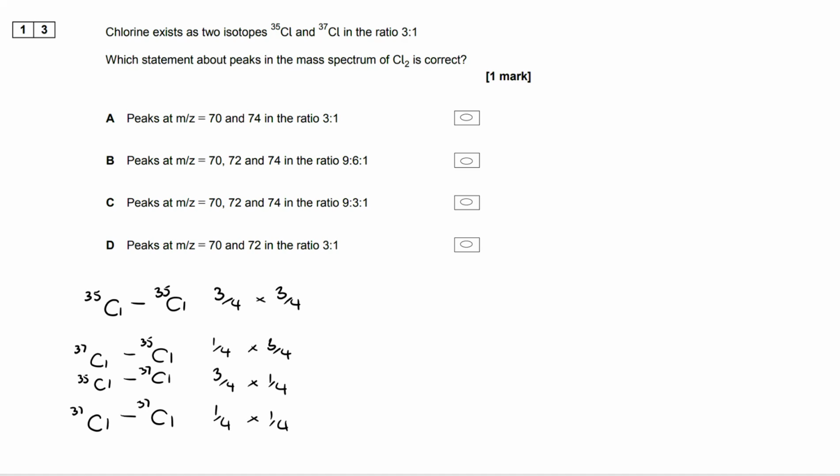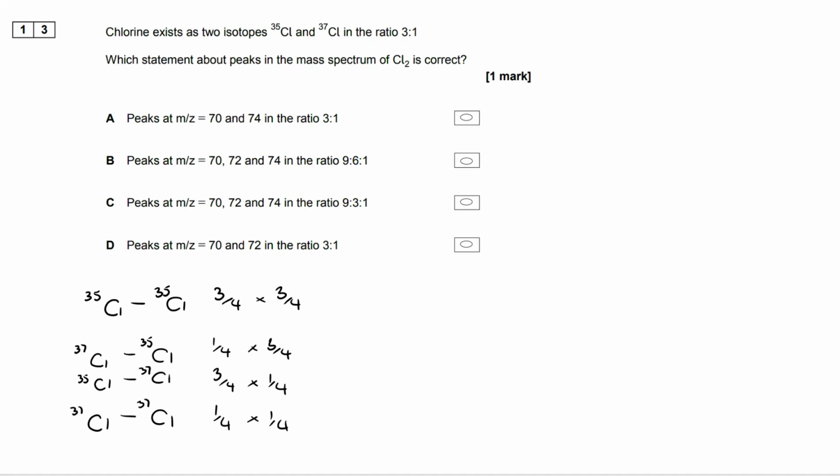Now, from there, we can start to use our maths knowledge that there's a 3 in 4 chance of a chlorine atom being chlorine-35. So we can say that 35-35 is 3/4 times 3/4. 37-35 is 1/4 times 3/4. 35-37 is 3/4 times 1/4. And 37-37 is just 1/4 times 1/4.